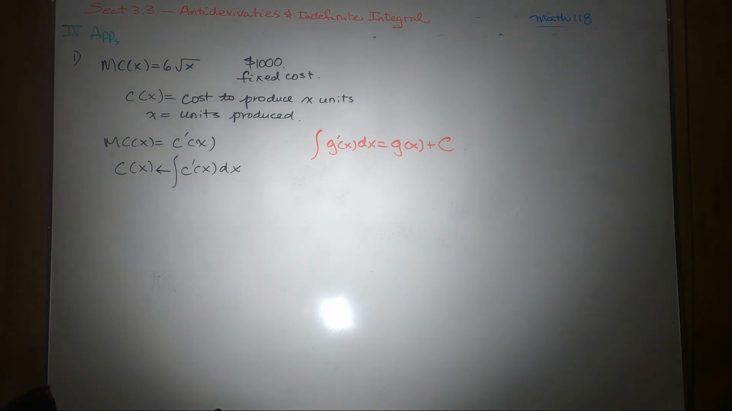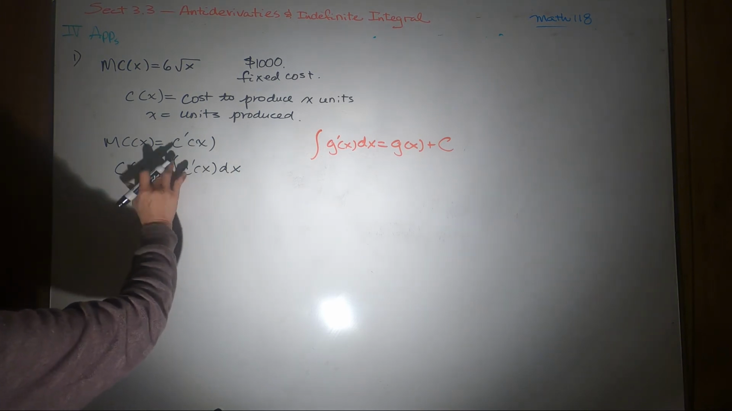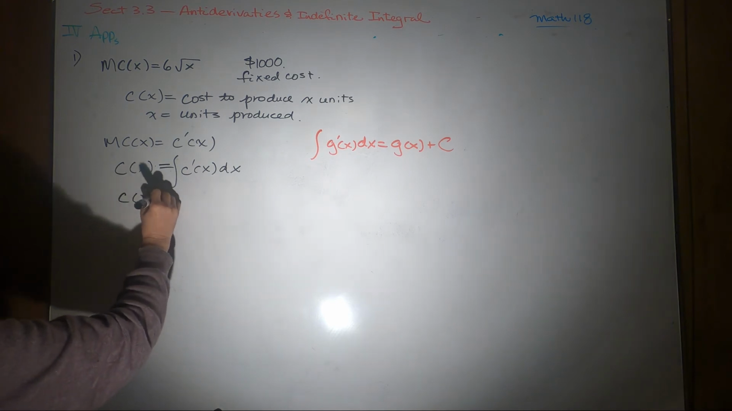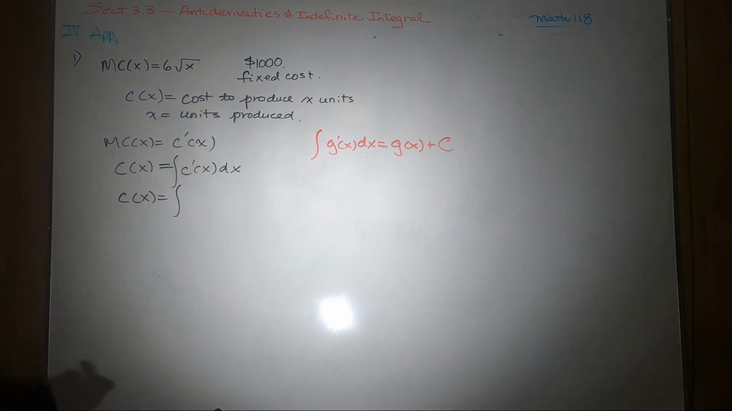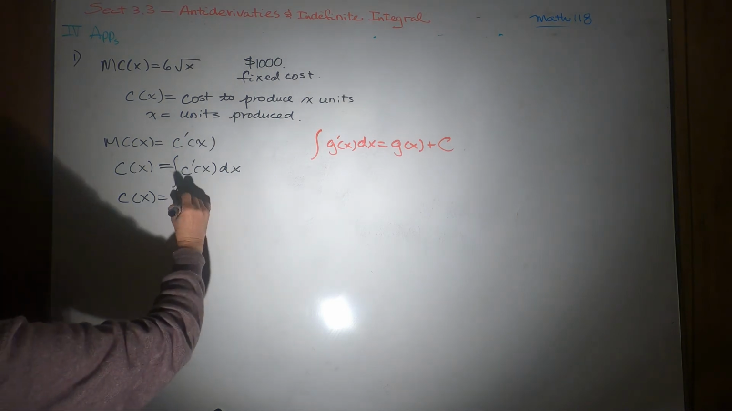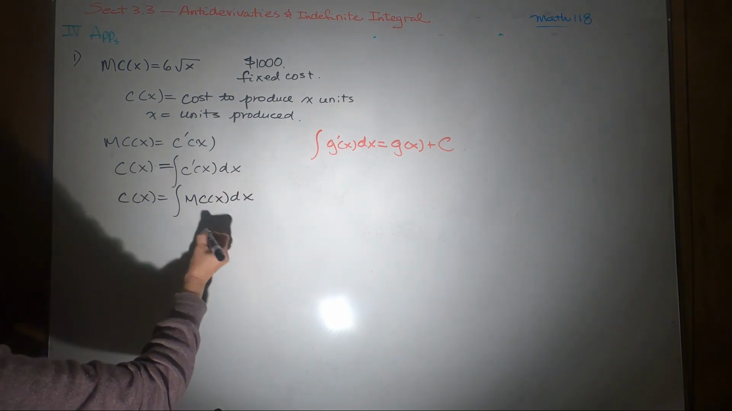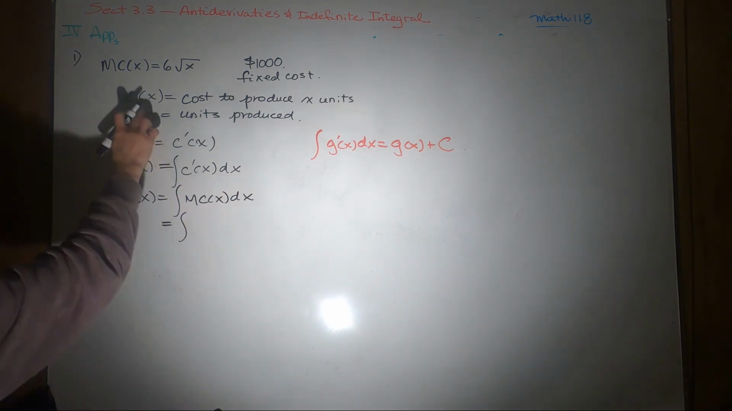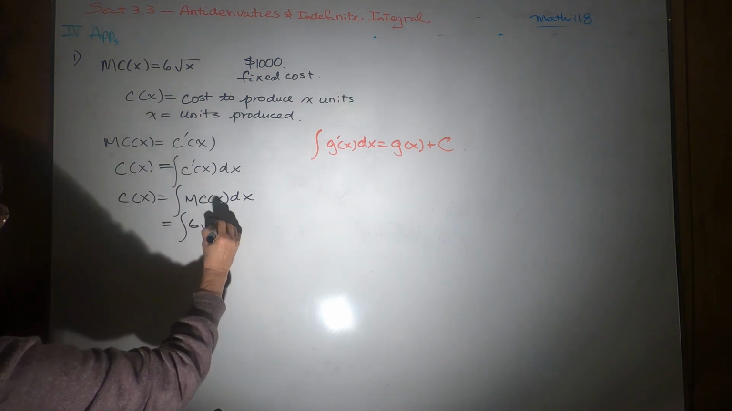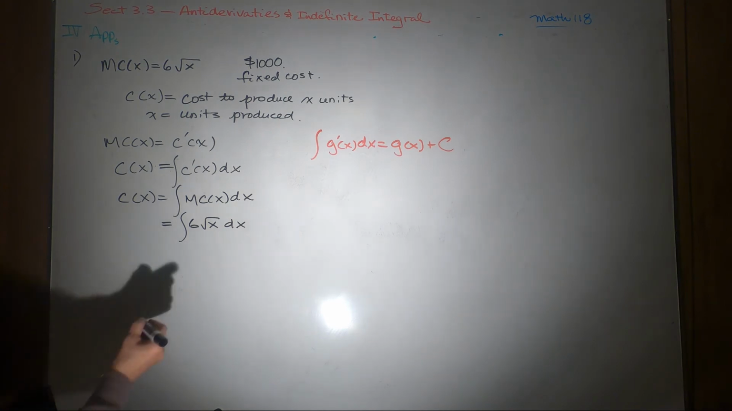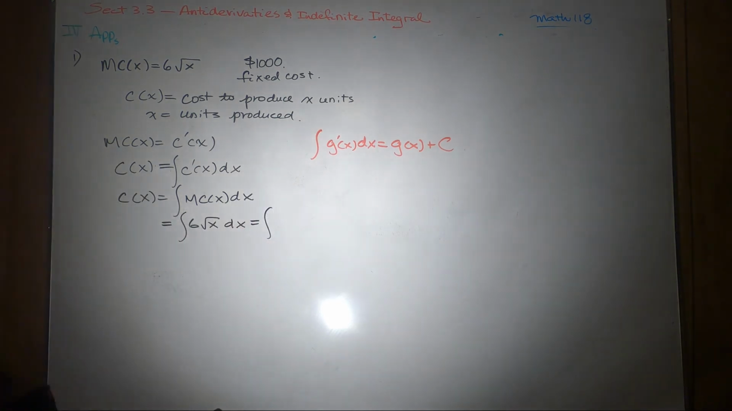Okay, we just use the equation, right? So that means the cost function is the antiderivative of C prime of x, which is MC of x. Is that right? So what is MC of x? You plug in 6 square root of x dx, right? Then how do we do the antiderivative? We have a bunch of tools, the rules for us to do it.